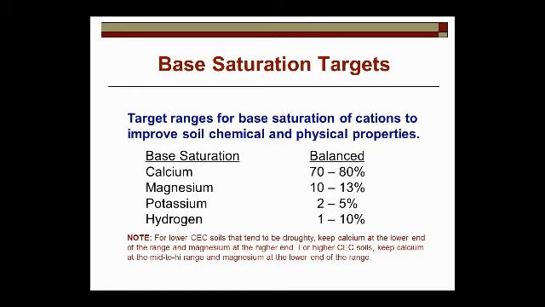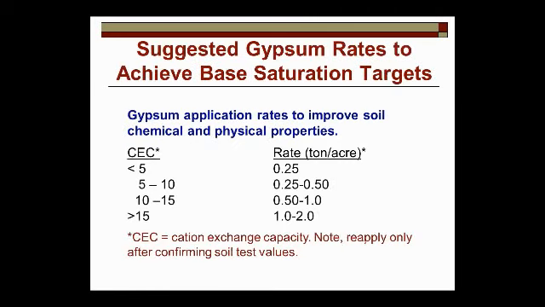Target ranges for base saturation of cations to improve soil chemical and physical properties. We want calcium to be in the 70 to 80% of the total cation exchange capacity. Magnesium about 10 to 13%, potassium about 2 to 5%, and hydrogen about 1 to 10%. Now, in soils that are sandier or more droughty, we want to have magnesium at the higher end and calcium at the lower end. At the higher clay soils, we'll have calcium at the higher end, just the opposite, and magnesium at the lower end.